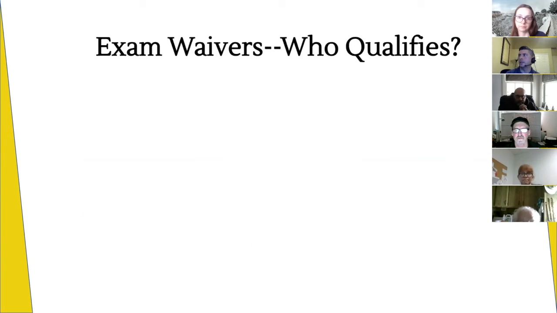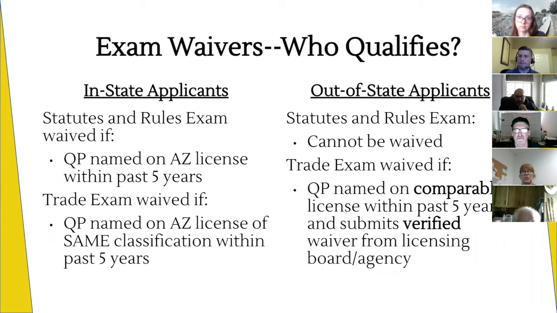All right. So Julie, you covered this, and now we'll go on to exam waivers. If you have been a qualifying party on another license in the state of Arizona, you would fill out the in-state waiver form. If you've been on a license in Arizona in the last 5 years, you could waive the statute and rules exam. And if it is the same classification that you're applying for, you could waive the trade exam as well. That would also waive the experience. So if you've been a qualifying party on a B residential license, for example, in the last 5 years, you could waive the statute and rules exam, the trade exam, and your experience, based on the fact that you were a qualifying party for that same classification.